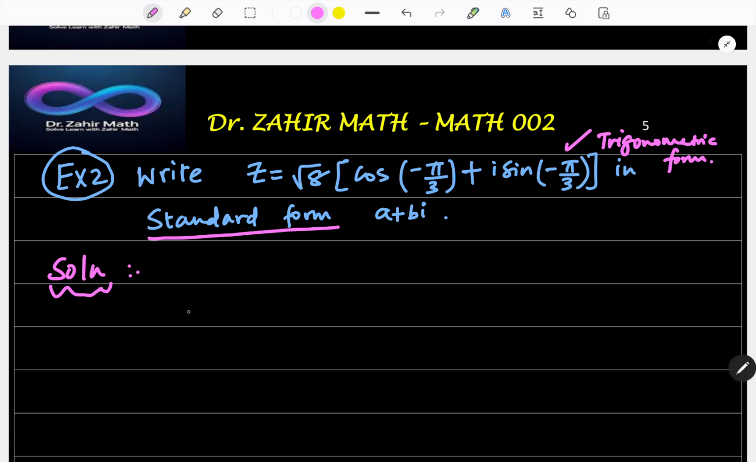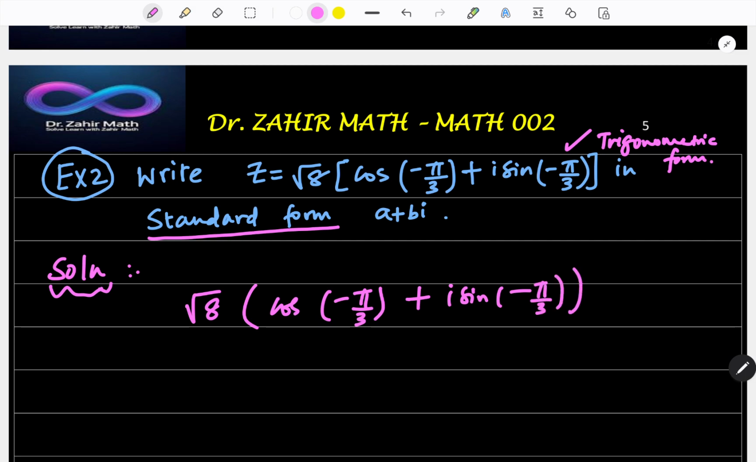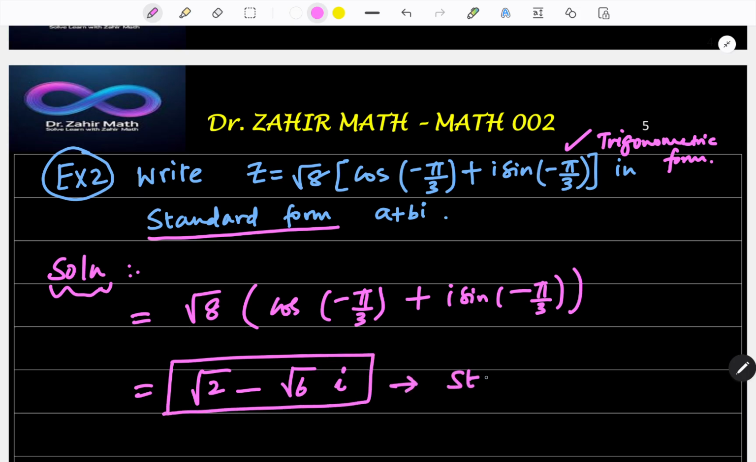Just take your calculator and type this: square root of 8, cos minus pi by 3 plus i sine minus pi by 3. Type all these things together in the calculator and you will get the answer, square root of 2 minus square root of 6 i. This is nothing but your standard form. Clear, everybody? When you are putting pi, make sure your calculator is in radian mode.